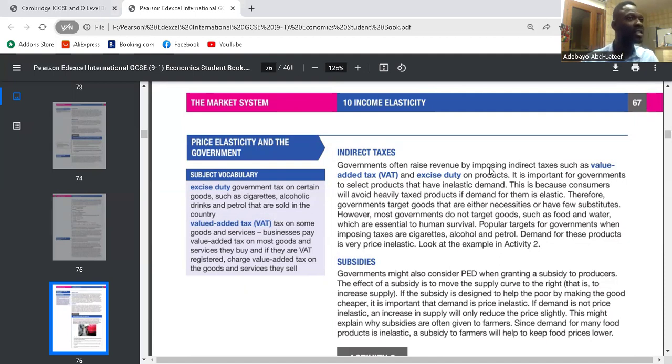So government will take decisions, but before government takes decisions, government has to understand how elastic or inelastic the goods that they want to tax are. Government will not tax goods that are price elastic, because as soon as the price increases, consumers will stop buying. If they stop buying, how will government make revenue from them? So goods that are price elastic, government wouldn't try to increase taxes on them. But goods that are inelastic and are not necessities, government will tax them. Is it clear? So go to subsidies.